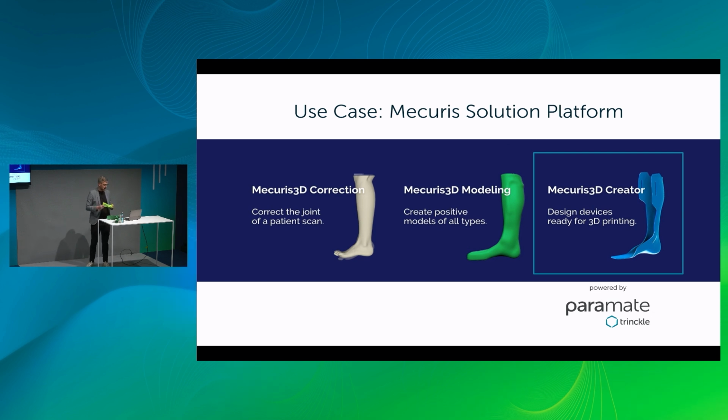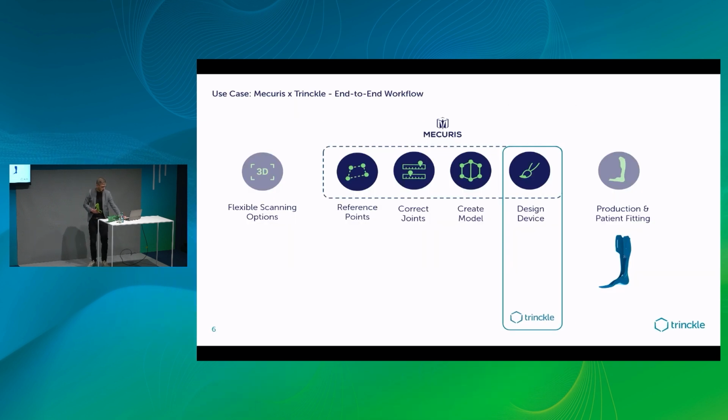And that is where it's getting exciting for me, because this is what we developed from trinckle side, the Mecuris 3D Creator, where we enable everyone based on this functional form to develop a design either for a hand orthosis or leg orthosis or other orthopedic products. A little bit more in depth. So it starts with the scan.